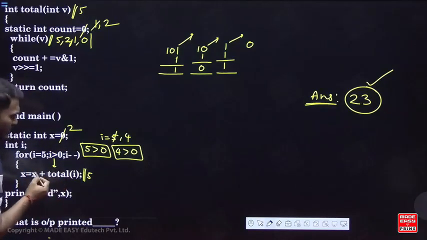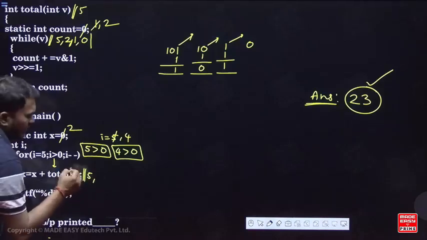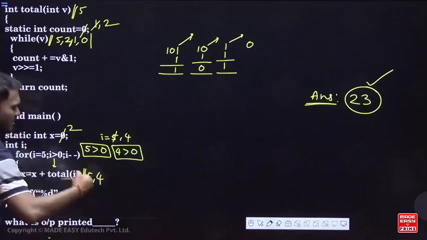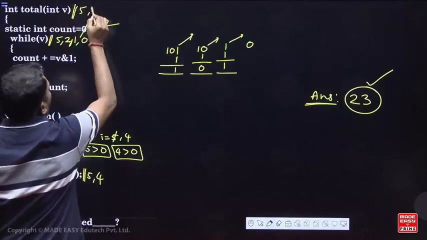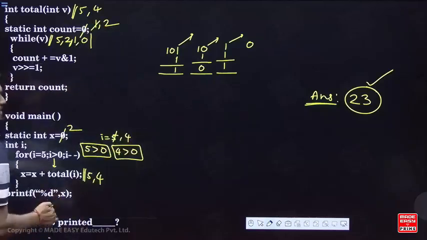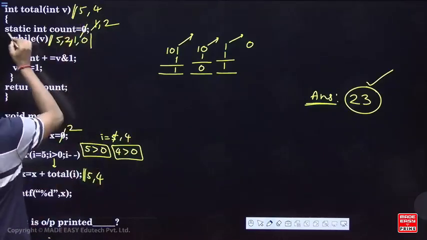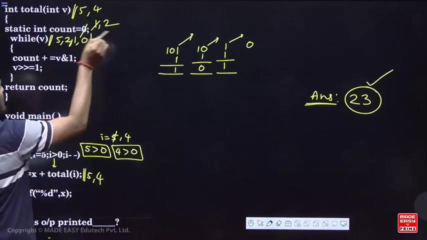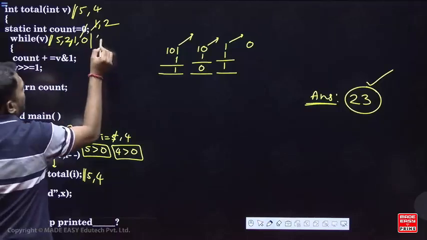And again you call x equal to x plus total of I. What is the I value you are passing here? 4. Next that is received into V. What will P receive next? 4. Now you are passing 4 here. Static, let's skip. In the while function you are passing 4 here.